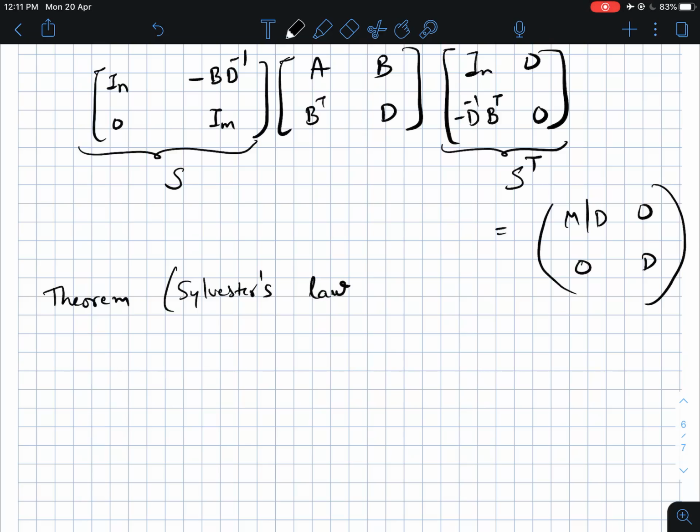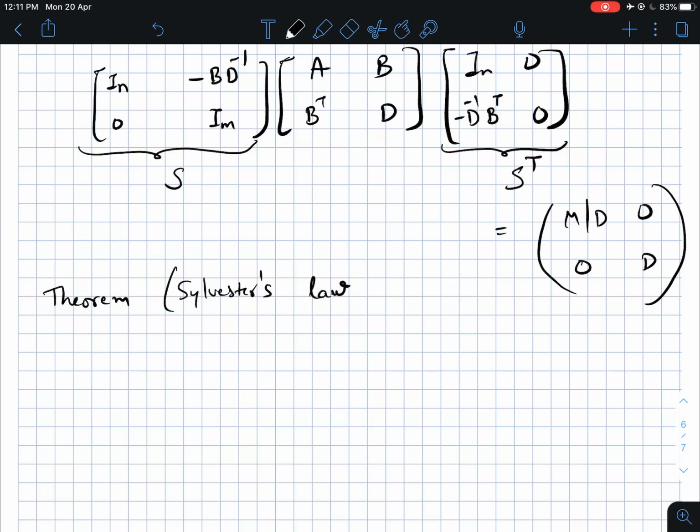Sylvester's law of inertia says that when you have a matrix M and you multiply it with S and S transpose, this S needs to be an invertible matrix. It doesn't have to be orthogonal. It can be any invertible matrix, like we have here. Then this new matrix is also symmetric. M is symmetric to start with, and this overall matrix is also symmetric. You can easily check that by taking the transpose. It is symmetric, so it has eigenvalues and so on.